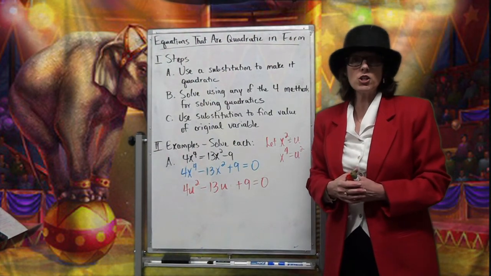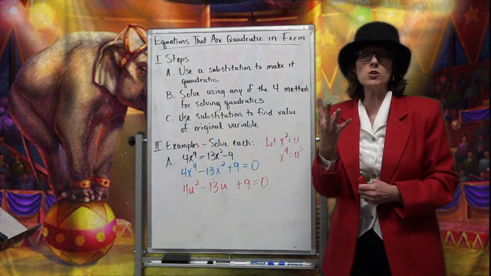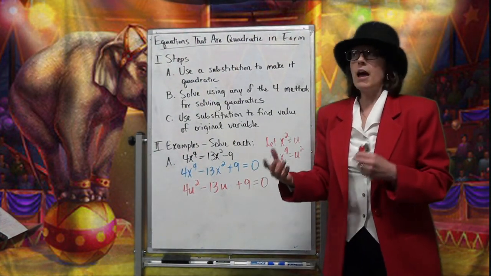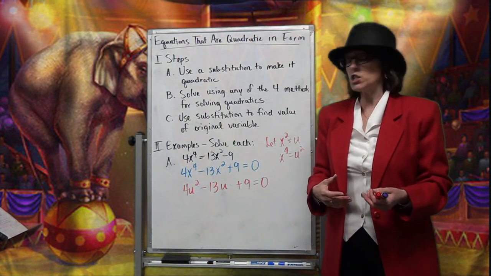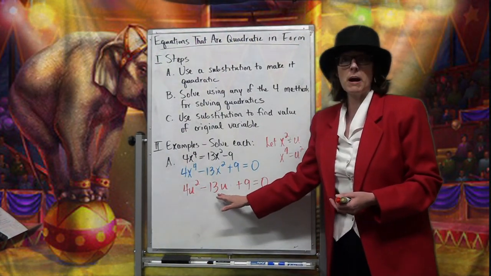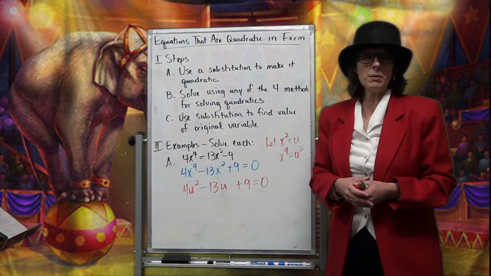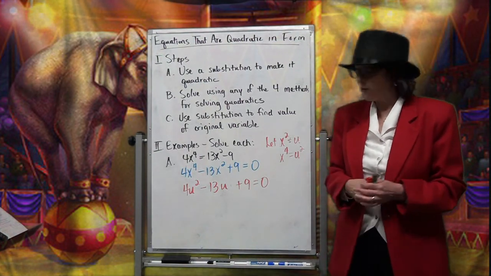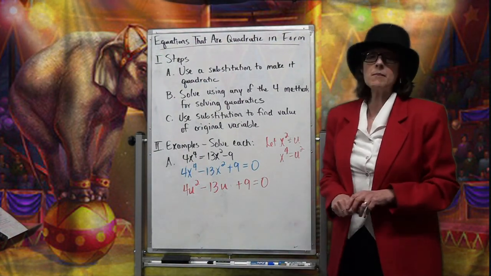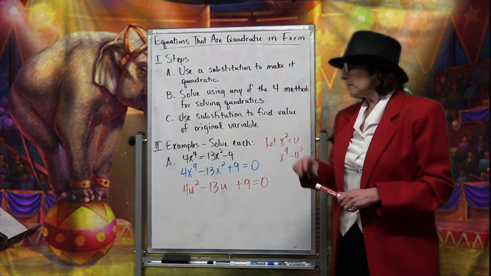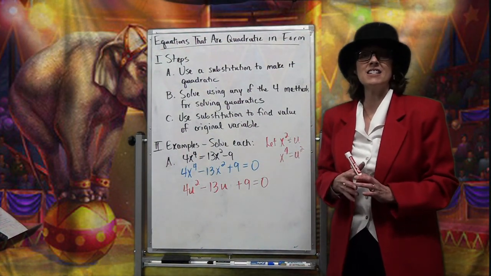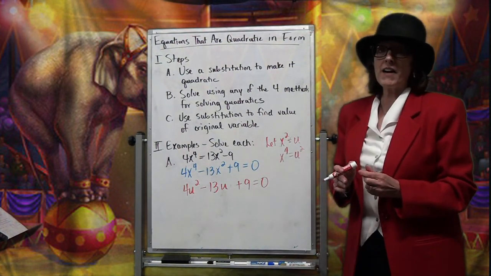And when I have an honest-to-goodness quadratic, I've got 4 methods to solve it. I can factor it, or I can take the square root of both sides, which I can't do here because I've got that first power term. I can complete the square, or I can use the quadratic formula. I've said many, many times, and I will continue to say it, that if this will factor, that is the easiest way to go. And it will, in fact, factor.